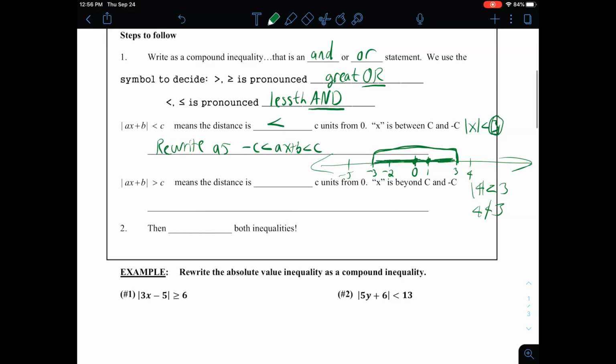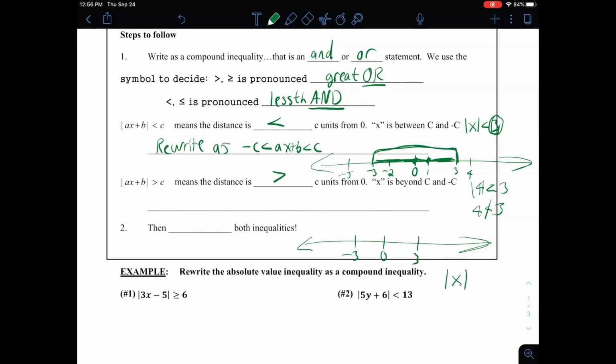Okay? On the contrary, we have the absolute value of ax plus b is greater than c. That means the distance is greater than c units away from 0. So that one's going to be the opposite direction, right? Here's 0. Here's 3. Here's -3. It's saying that the value inside the absolute value needs to be at least 3 or greater away from 0.